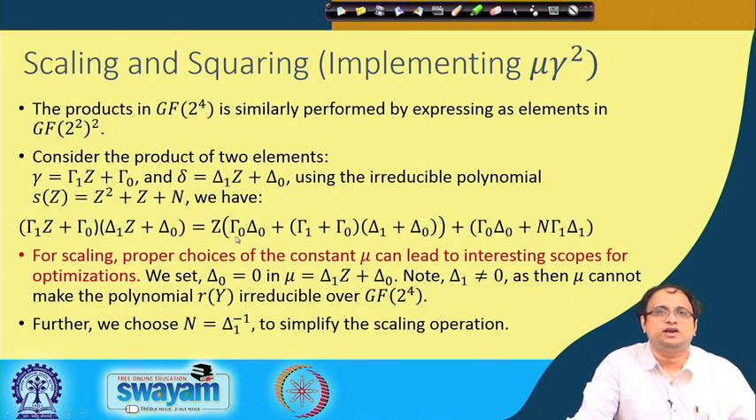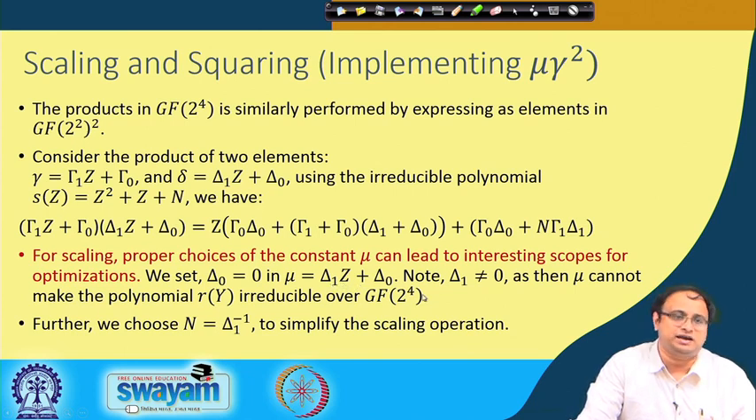Now when I am trying to do a scaling, scaling is nothing but a multiplication, only the fact is that one of the multiplication arguments is a constant. So in this case, your input is gamma 1 Z plus gamma 0, but you are trying to scale with delta 1 Z plus delta 0. This is nothing but mu, and mu we can actually control. As I have said, I have got two components here, delta 1 and delta 0.